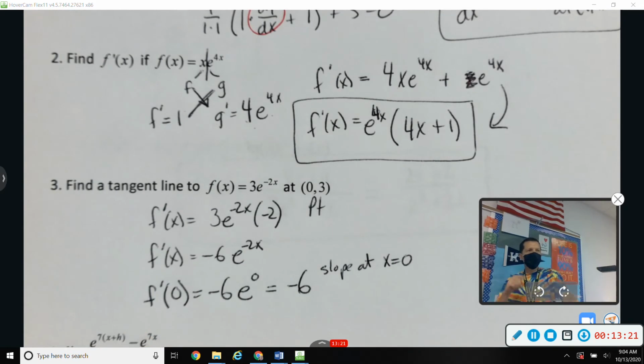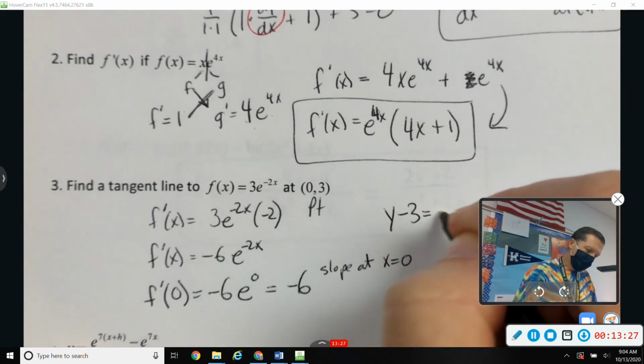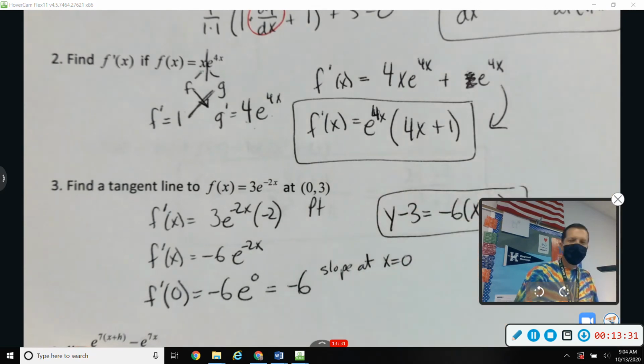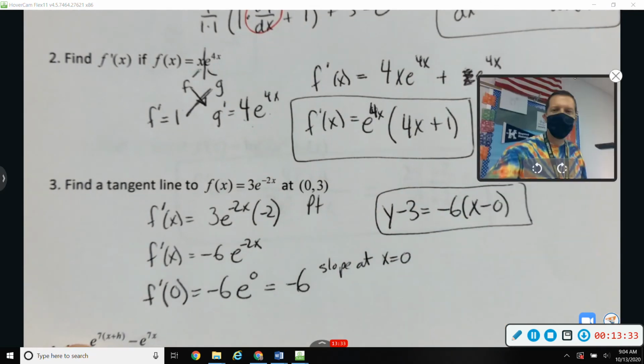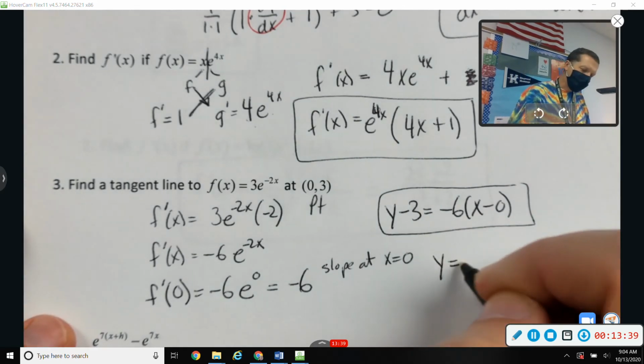Because the derivative tells me the slope at a point, or the slope of the tangent line. So y minus 3 equals negative 6 times x minus 0. Obviously, you don't need to leave the x minus 0, or you don't have the minus 0 in there, that's fine. Some of you, a few of you, are still solving for y, which is okay.